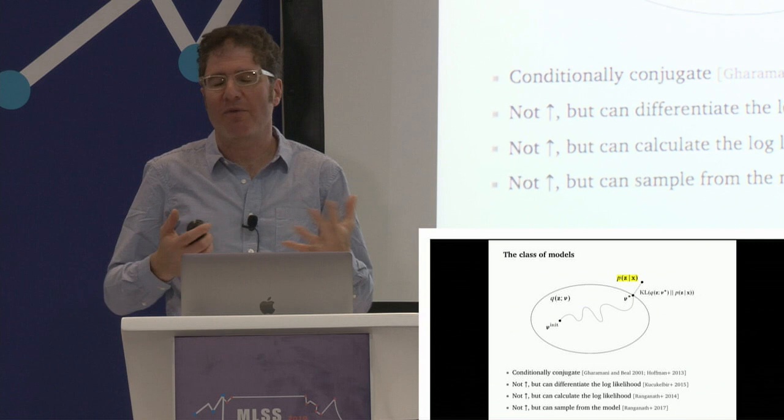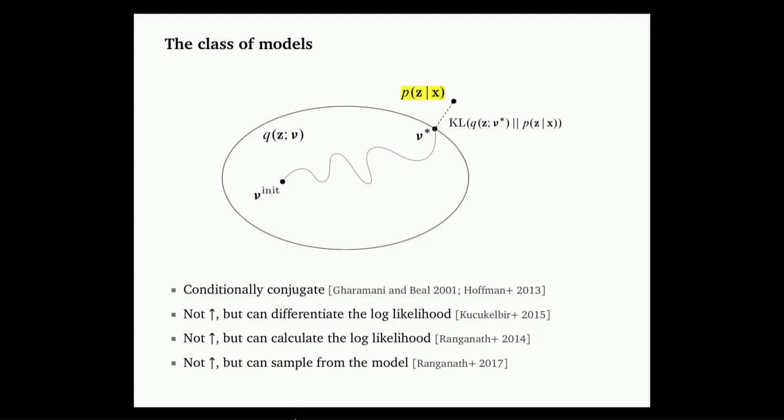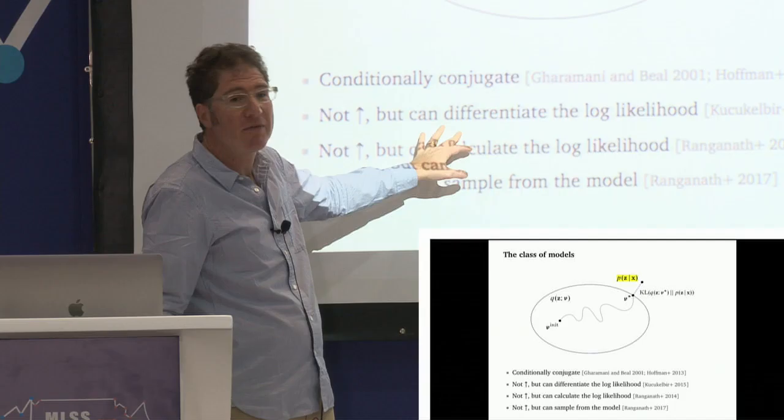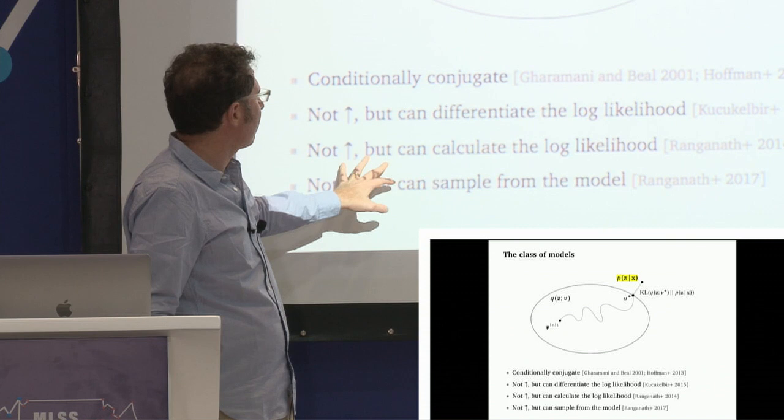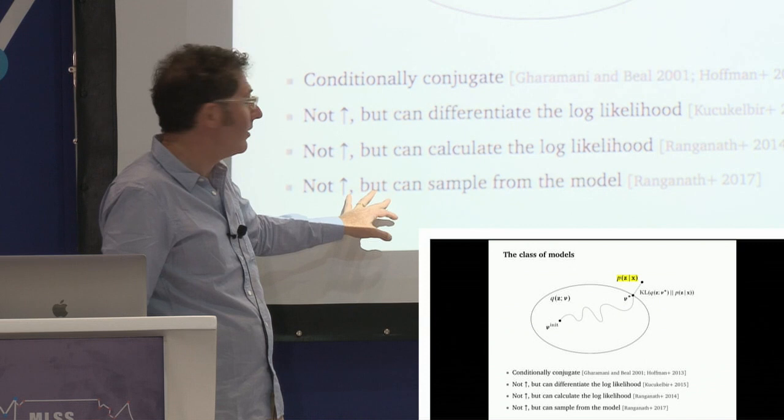So first, we can ask, what about the class of models? When we started the talk, we talked about conditionally conjugate models. But we can ask, what if they aren't conditionally conjugate, but we can differentiate the log likelihood? Those are differentiable models. Or we can ask, what if we can't differentiate the log likelihood, but we can calculate the log likelihood? Those are evaluable models. And as I mentioned, we can actually ask, what if we can't even evaluate the log likelihood, but we can sample from the model?